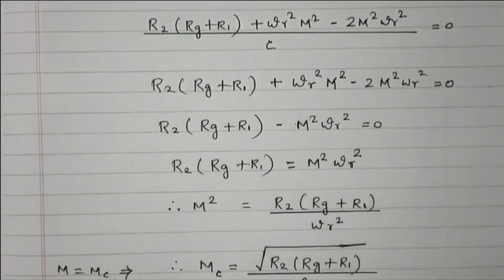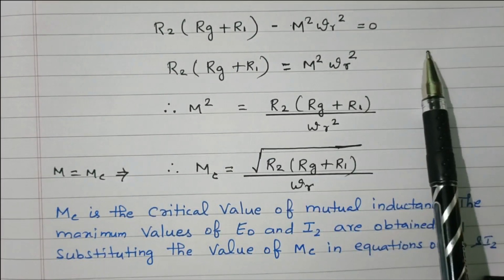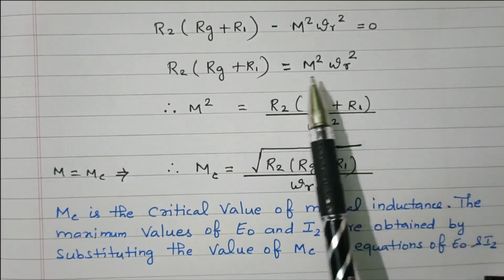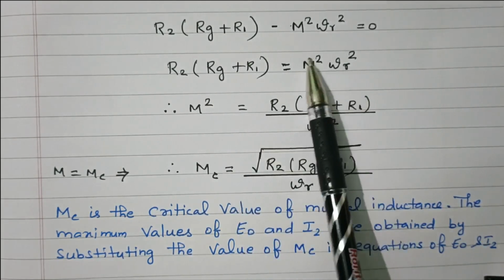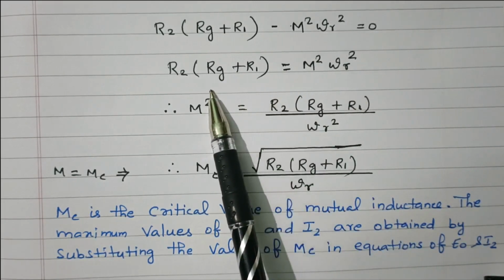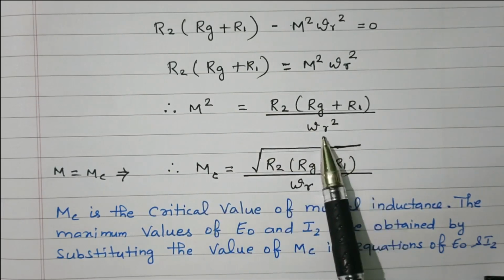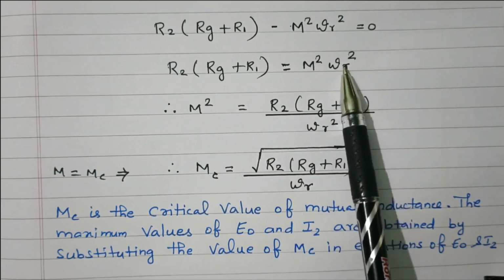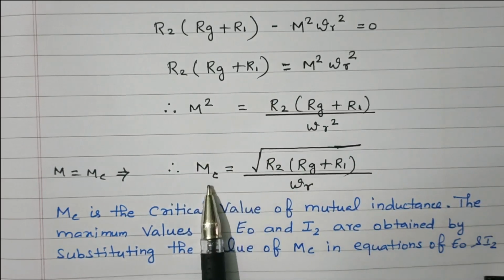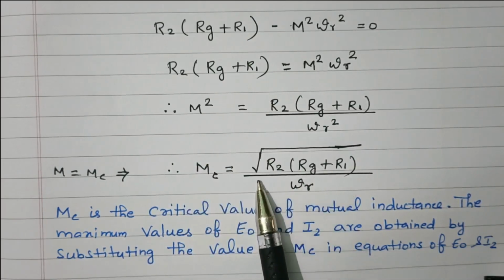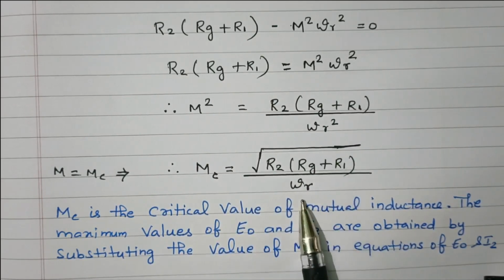Now we will go for the further simplification. Bring this term to that side, so this negative becomes positive, and bring this term to the denominator. What we need is M square, so M square equals R2 into (Rg plus R1) divided by omega R square. By taking the square root on both sides, M is the square root of R2 of (Rg plus R1) divided by omega R.